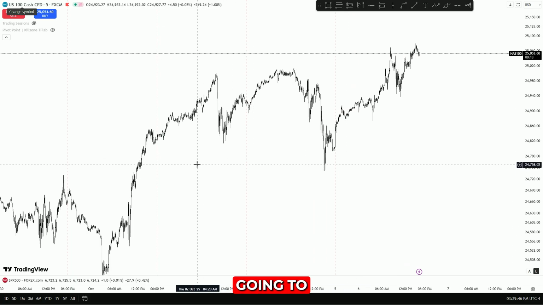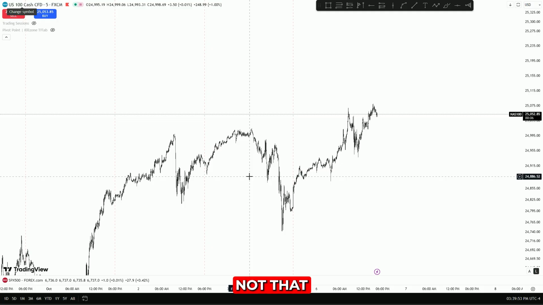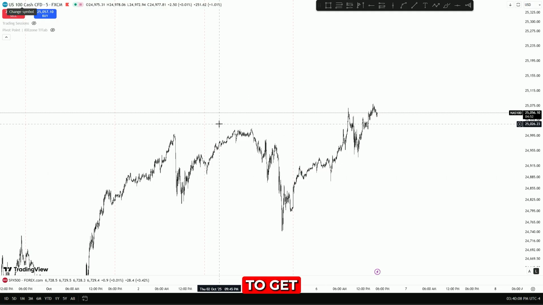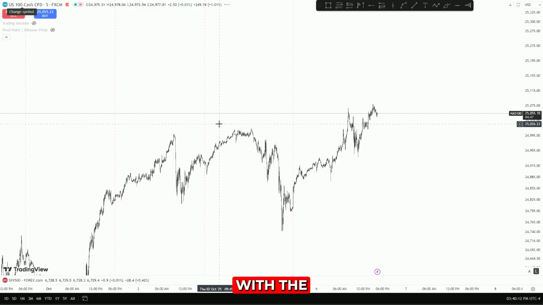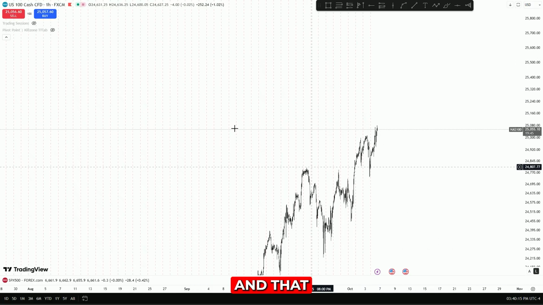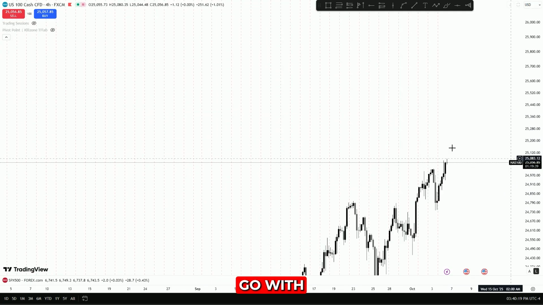So today we're going to discuss how you can take the top tick and bottom tick trades. It's kind of simple, but not that simple that you can do it on an everyday basis. To do that, you have to stick with the trading chart and know where you're going to get the trade. If you want to get the top tick and bottom tick trades, you need to go with the high time frame first of all, something like forex, which I personally go with.